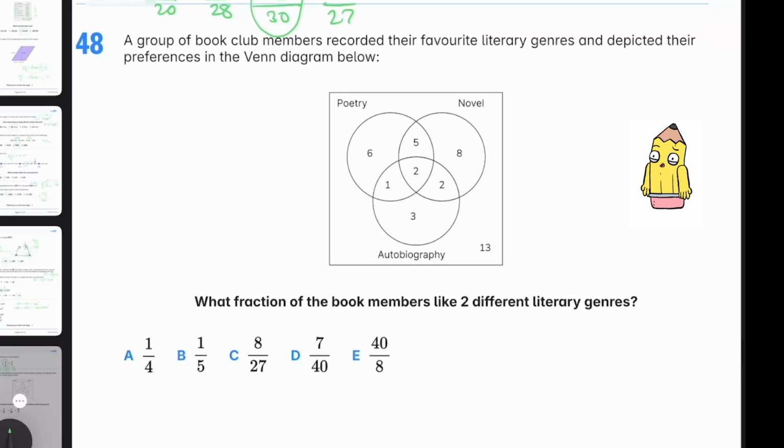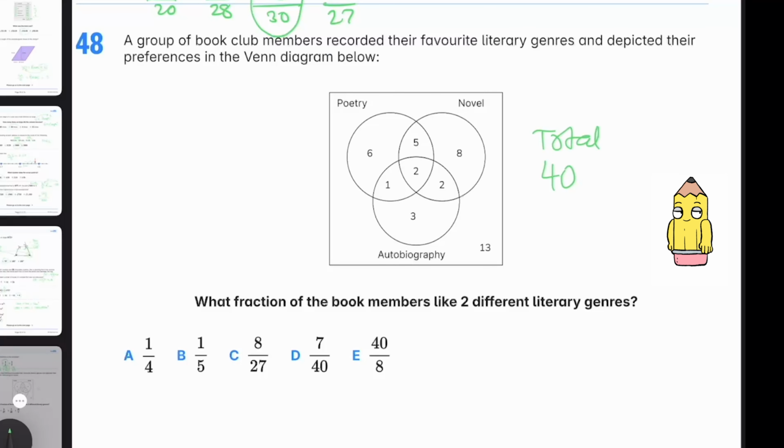Okay, question 48. A group of book club members recorded their favorite literary genres and depicted their preferences in the Venn diagram below. What fraction of the book members like 2 different literary genres? Well, we know that a Venn diagram uses overlapping circles to group things between the properties they have. And we have poetry, novel, and autobiography. So we first need to find the total number of club members by adding all of the numbers together. And I've done that for you, and that gives us 40 as our total.